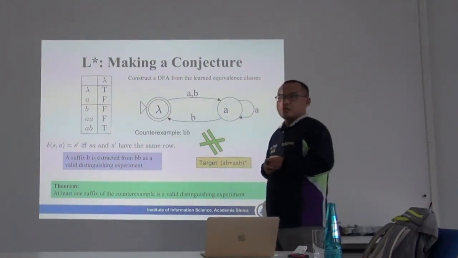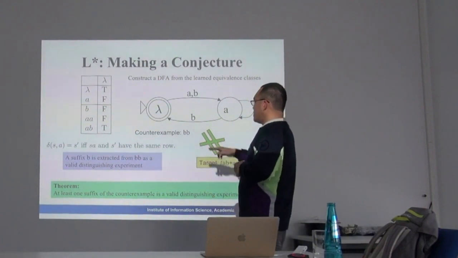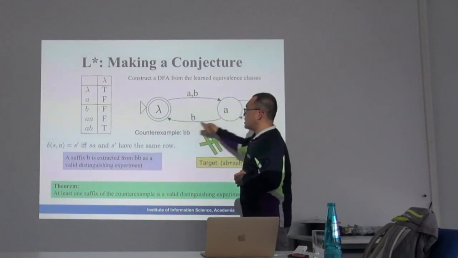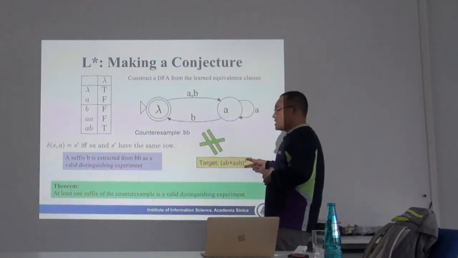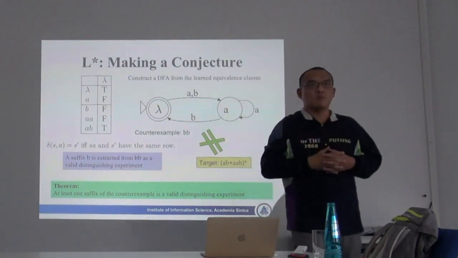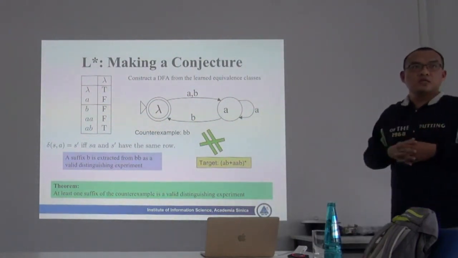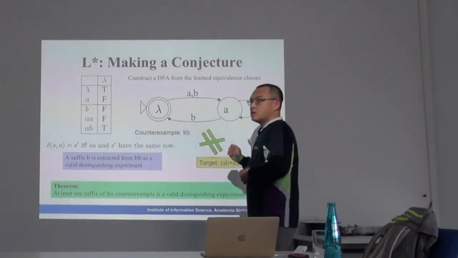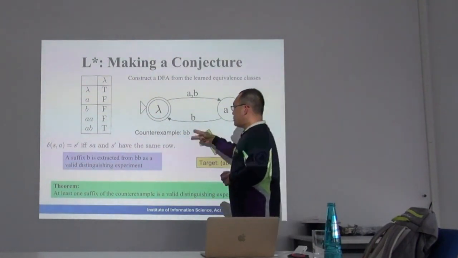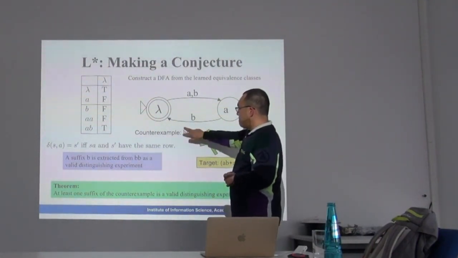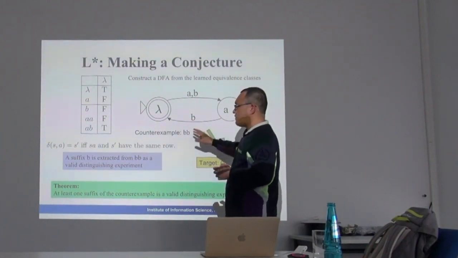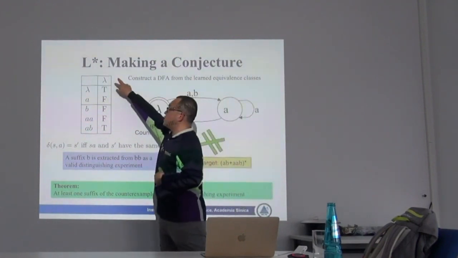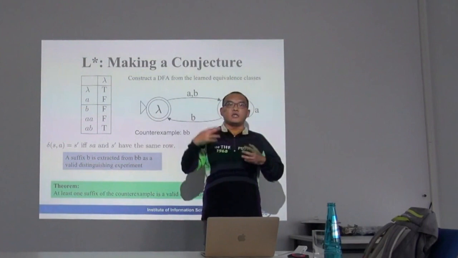If not, the teacher should give me a concrete example. BB is a string in my model. BB is accepted, but BB is not in the target language. So this is the so-called concrete example. This can be, let's say, given manually, or you have some kind of testing to give this kind of answer. And there's a theory that from a concrete example, there must be a suffix of the concrete example. If I add the suffix of a concrete example and use it as a new experiment, then I can find at least one more state.